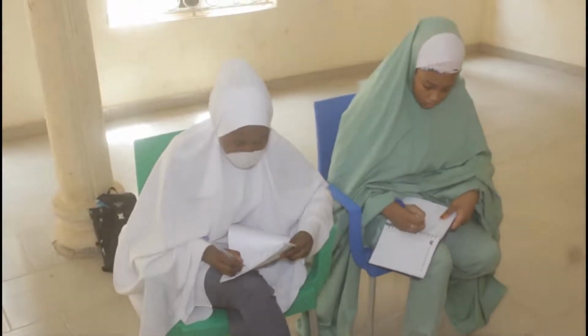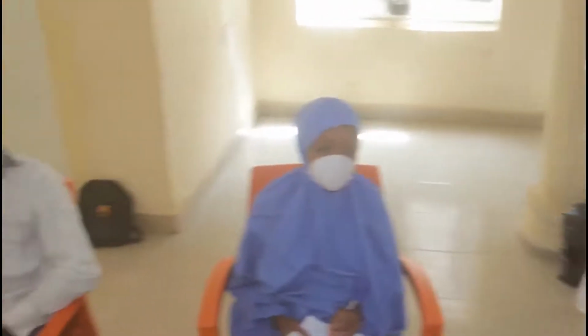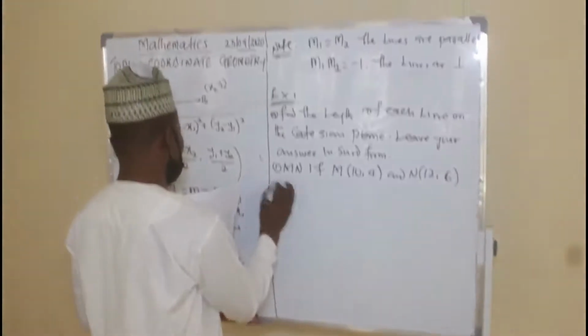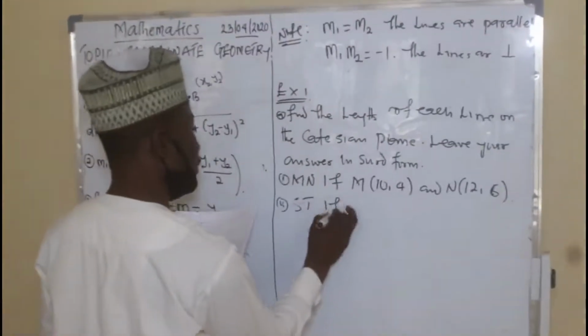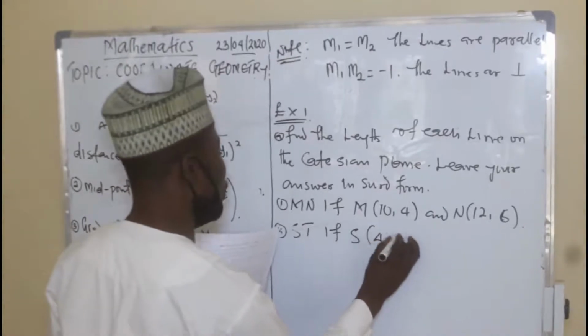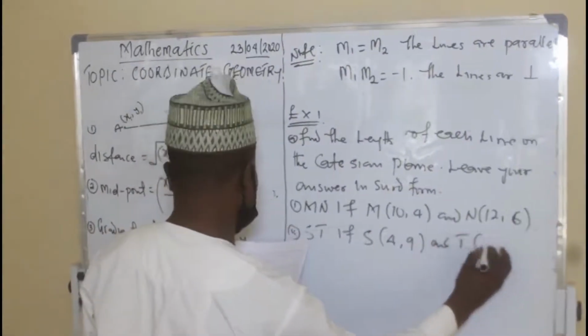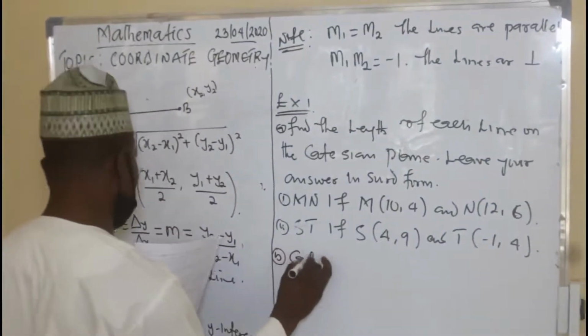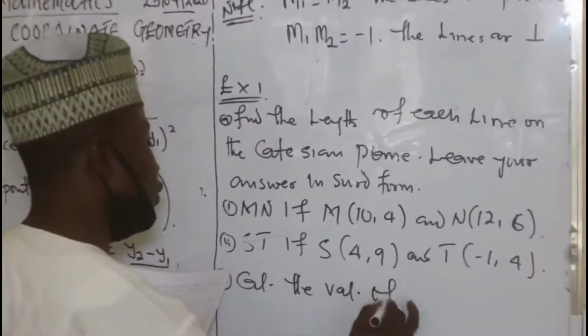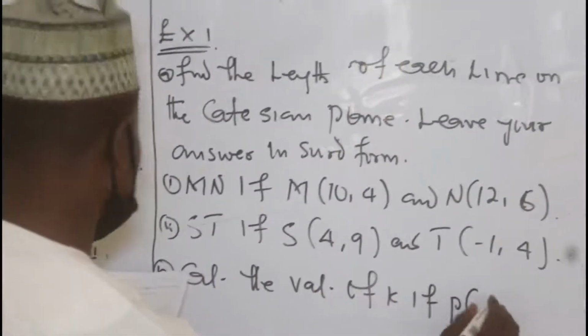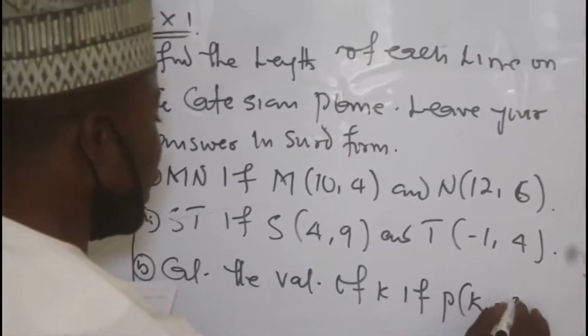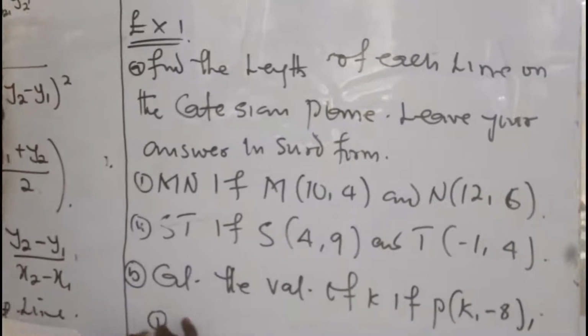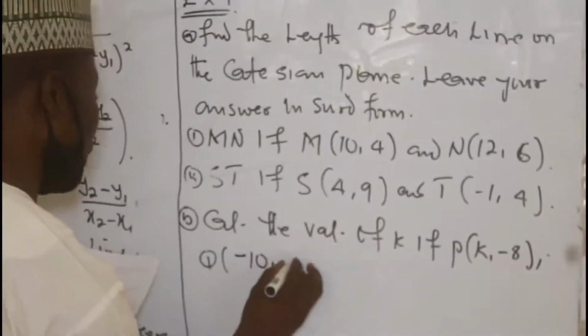We have mn. You have to find the distance mn if m is (10, 4) and n is (12, 6). Then we have st if s is (4, 9) and t is (minus 1, 4). Then b, calculate the value of k if point P is (k, minus 8) and Q is (minus 10, minus 8).